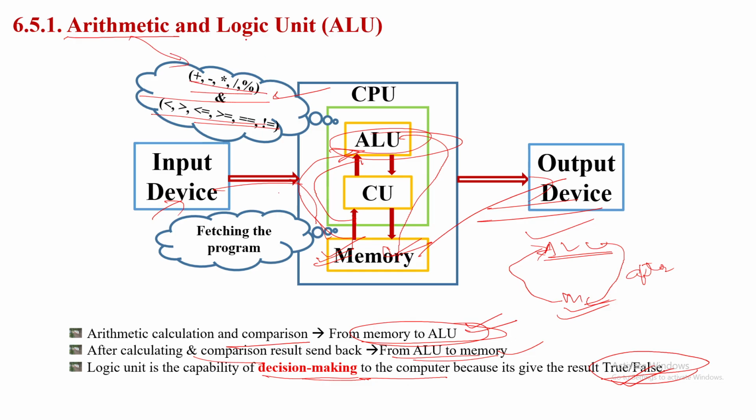Logic means it will compare the data. So which type of comparison? It is smaller than or not, greater than or not. Okay, smaller than, greater than, less than or equal to, greater than or equal to, both are equal or not, both are not equal. Okay, we will check it. So whenever a comparison part or arithmetic part is there, both will be solved by the ALU only. That's why the name is arithmetic and logic unit.